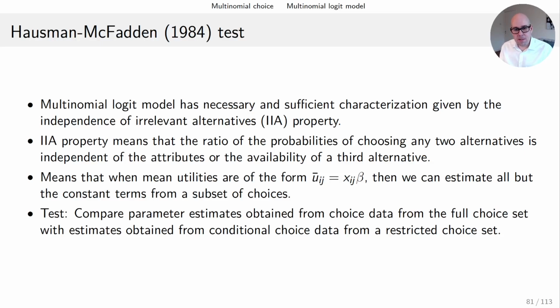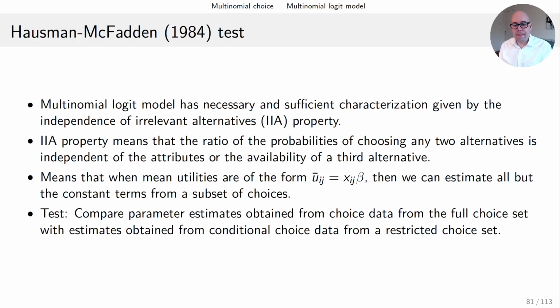You have to normalize one of those to 0, like you would have to do in a linear regression model. But these constant terms are not going to be estimated correctly when I use a subset of choices, but I can estimate all the slope coefficients, say the price coefficient, right? So if all the alternatives have a price and a variation in the price across alternatives, then I can take a subset of choices or a subset of alternatives and I can re-estimate the model.